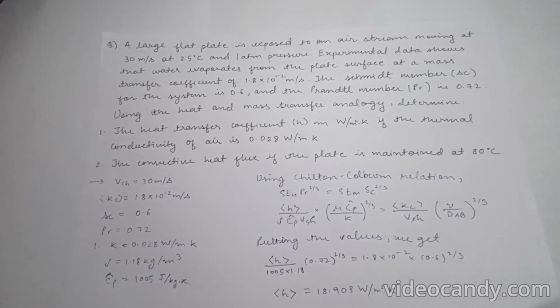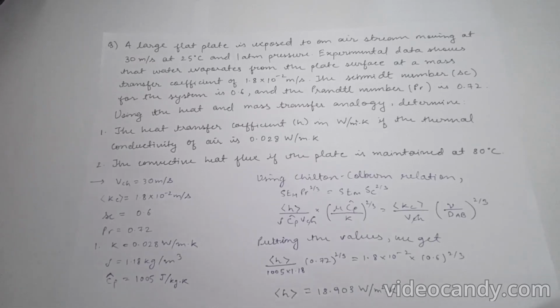Now putting in the values which we are given in the question of density, heat capacity and the characteristic velocity, Prandtl number, Schmidt number and mass transfer coefficient, we get our heat transfer coefficient as 18.903 watt per meter square Kelvin.